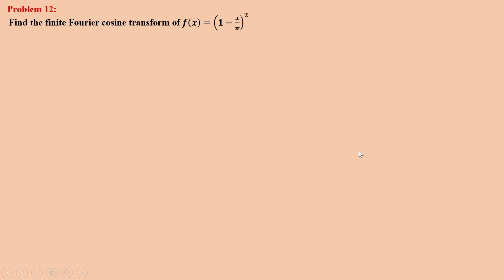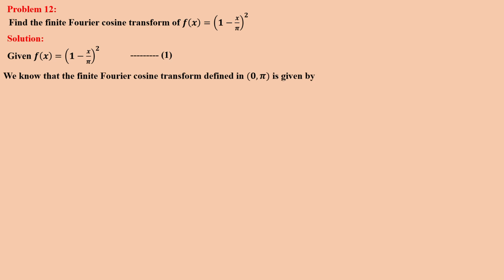Next problem: find the finite Fourier cosine transformation of f(x) = (1 - x/π)². Given f(x) = (1 - x/π)², that is equation number 1. We know the finite Fourier cosine transformation, defined in the interval 0 to π, is given by fc bar of p equals integral from 0 to π of f(x) cos px dx. That is equation number 2.